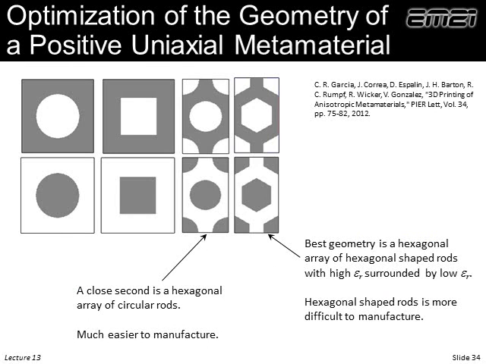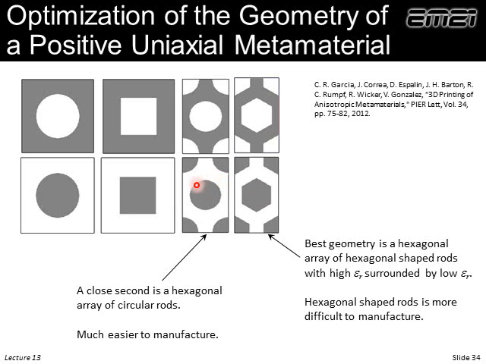We did a brief study on how to maximize the birefringence of a positive uniaxial metamaterial. We looked at square arrays, we looked at oblique arrays, hexagonal arrays, and different patterns of structures within these things, trying to optimize the amount of birefringence. What we found is that a hexagonal array of hexagonal shaped rods gave us the strongest or the highest birefringence. I don't want to say this is the absolute strongest birefringent material, but it's the strongest that we found.